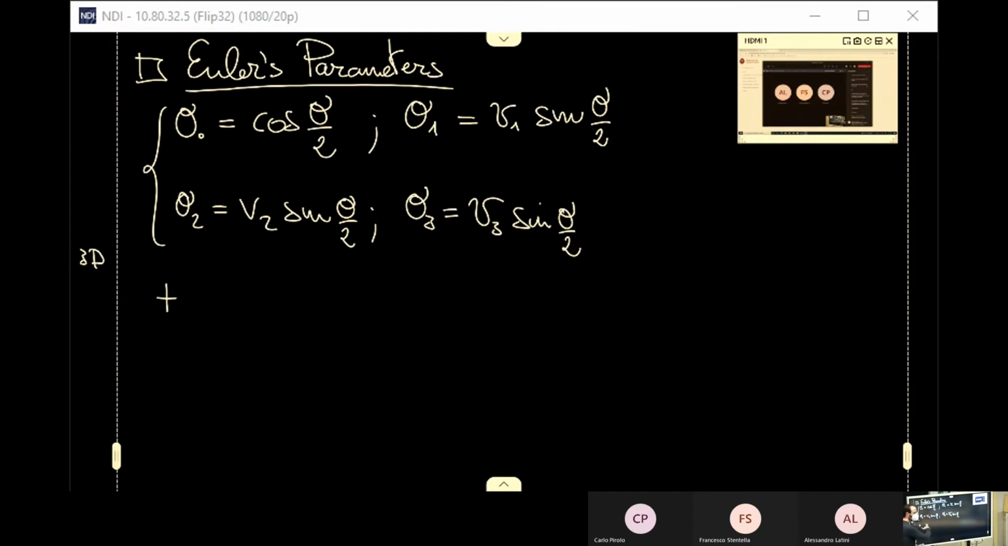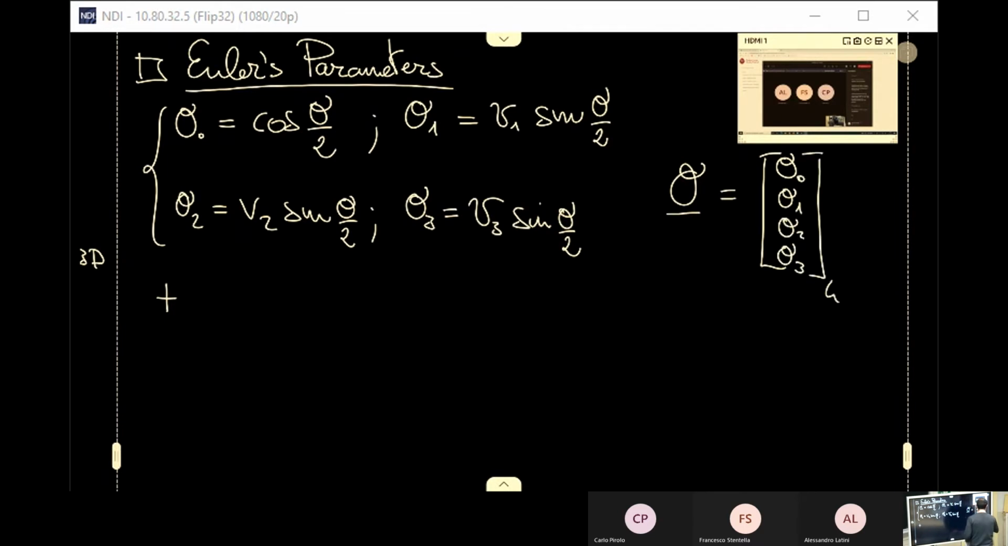So this is basically just a rearrangement of the components of the unit vector plus the angle of rotation. It's nothing really fancy. But why this way? Why was this rearrangement done like this? Because if you define theta with an underbar, the vector, as theta 0, theta 1, theta 2, theta 3, it's a 4 by 1 column vector.